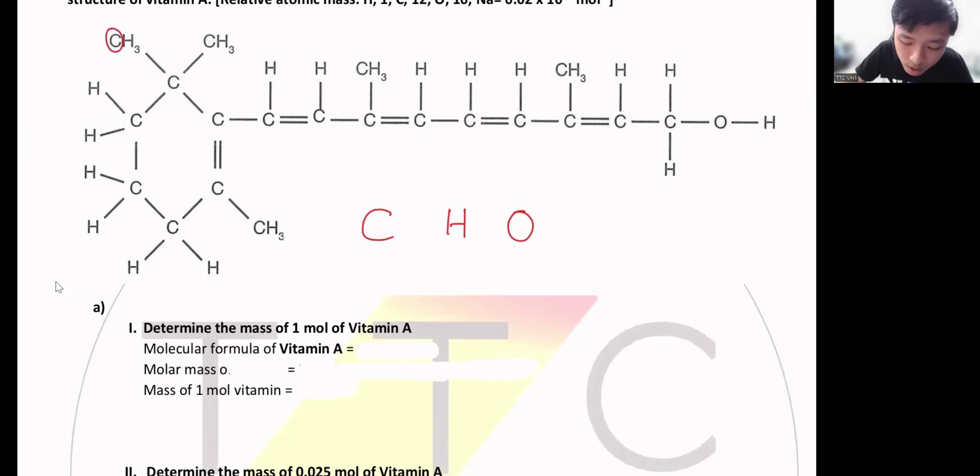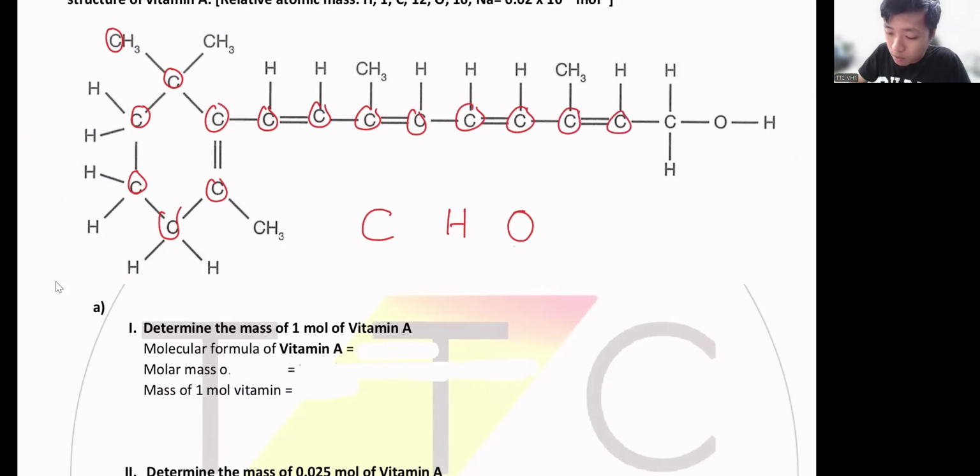Okay, carbon. 1, 2, 3, 4, 5, 6, 7, 8, 9, 10, 11, 12, 13, 14, 15, 16, 17, 18, 19. Am I missing something? 20. So is it 20? Right? Calculate one by one and give me an answer.